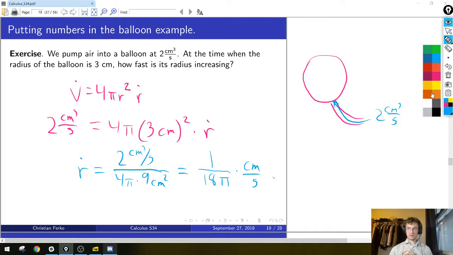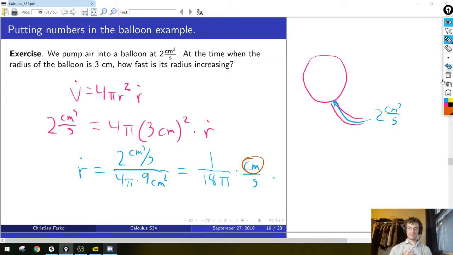Okay, good. Let's do a sanity check. Do the units make sense? Well, r dot is how fast a length, the radius, is changing with respect to time. So the unit should be length per time. Centimeters is length, seconds is time.